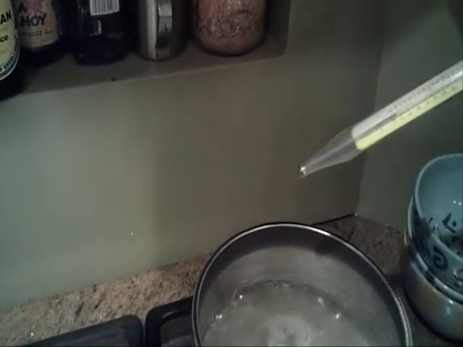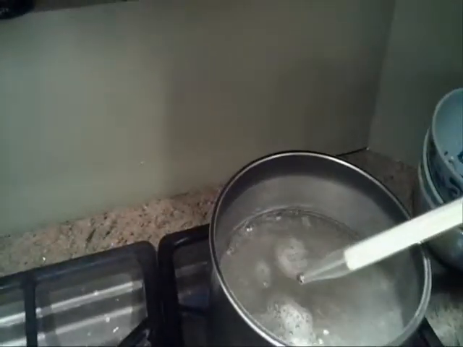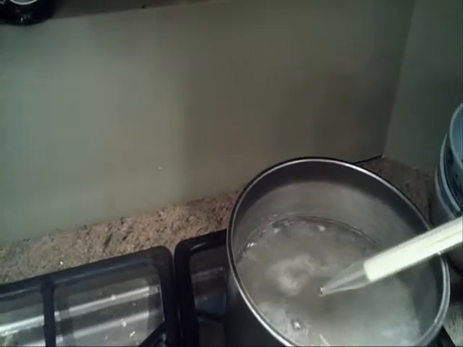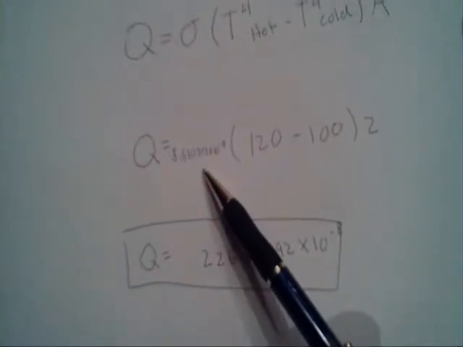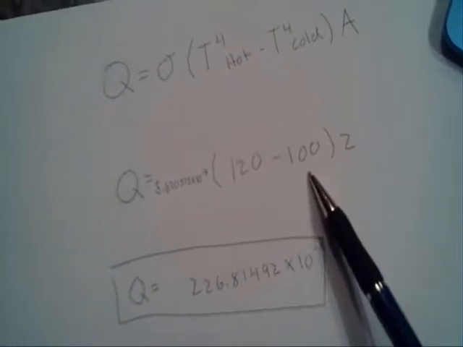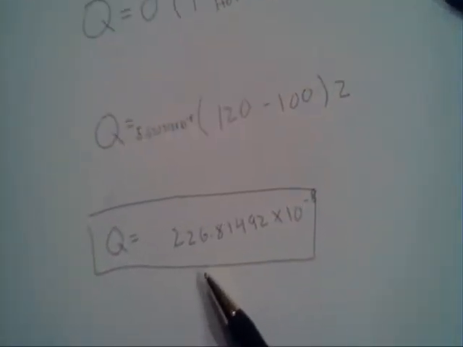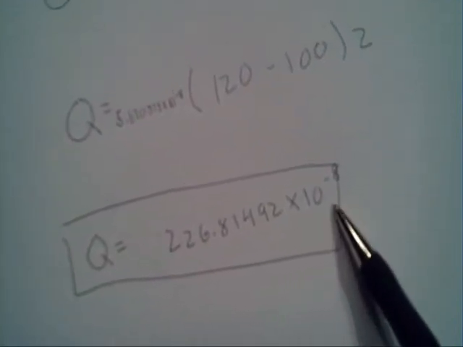So if I start up here and take the temperature, it's about 100 degrees, and when I move down here, it's about 120 degrees, and the heat from down in here is transferring up in here without direct contact. Starting with the equation here, you plug in the Stefan-Boltzmann constant and then both of the temperatures, and you end up with 226.81492 times 10 to the negative 8th.